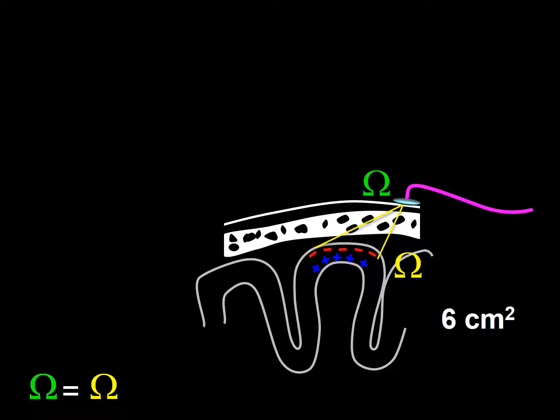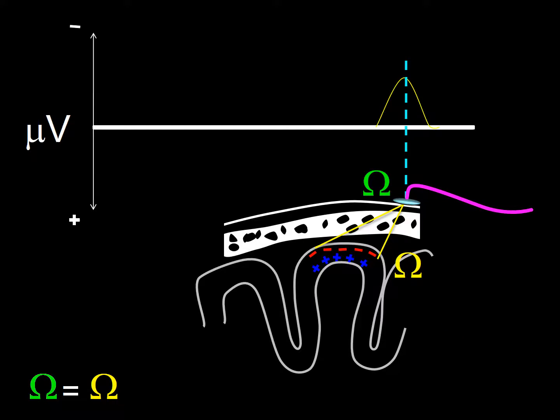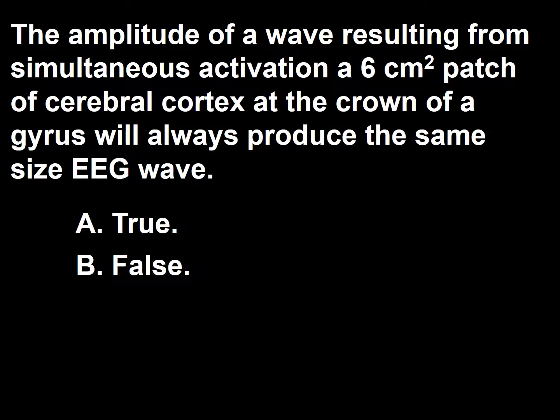Now I am going to change the position of the searching electrode. This new position will yield a smaller negative potential. The answer to this question is false.